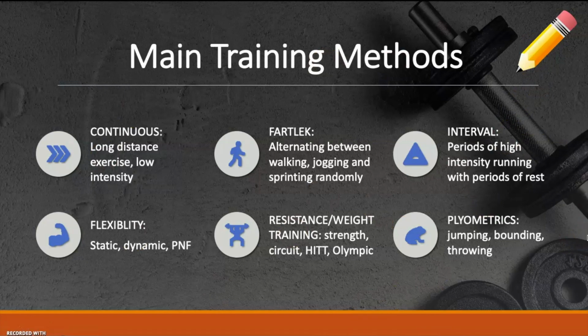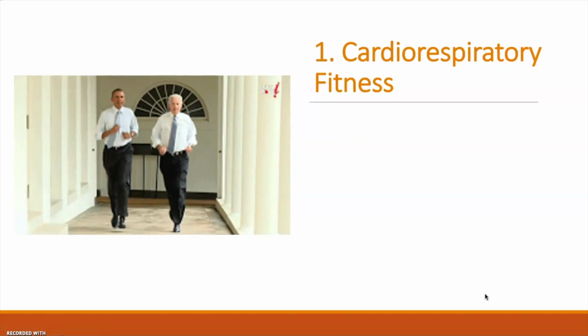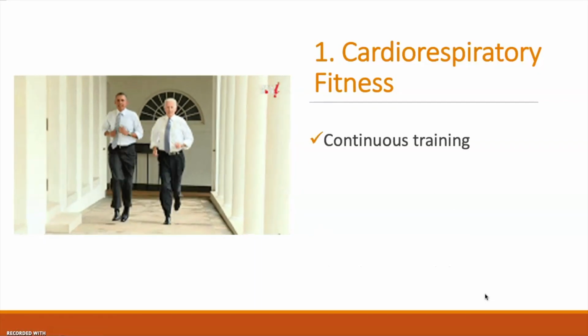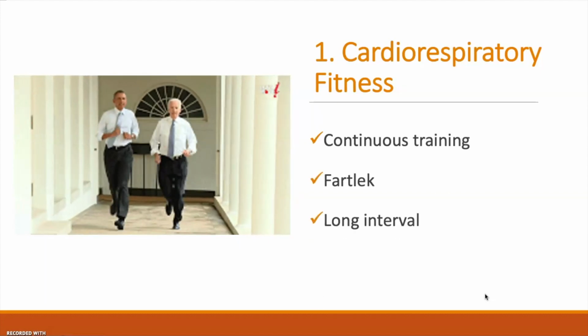So now we're going to go through each of the 11 fitness components and identify which of these 6 training methods you can use to improve these fitness components. Here we go. Number 1, cardiorespiratory fitness. We can use continuous training, we can use fartlek, we can use long interval training, and we can also use high intensity interval training.